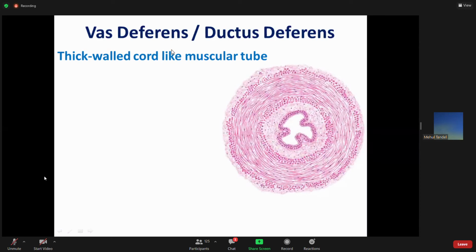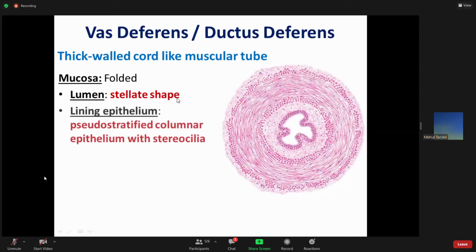So it is a thick-walled, cord-like muscular tube. You know a whip cord: it has a very small lumen and a very thick wall. The vas deferens is just like that. The mucosa is folded, giving a stellate-shaped appearance to the lumen. Due to longitudinal folding of the mucosa, the lumen becomes star-shaped.